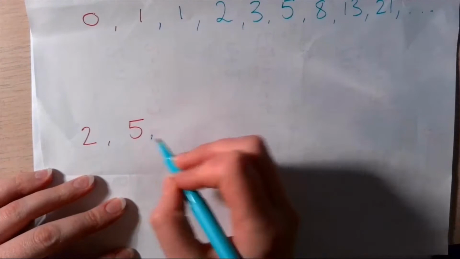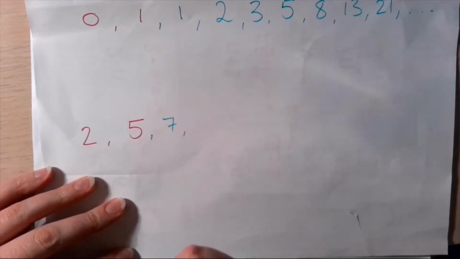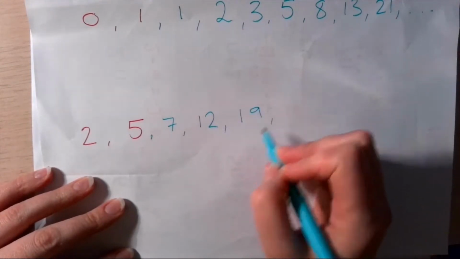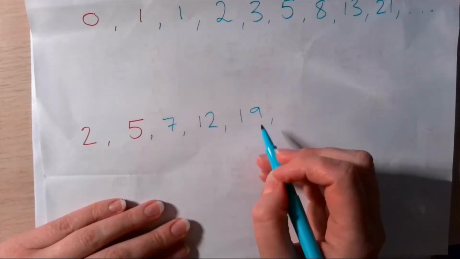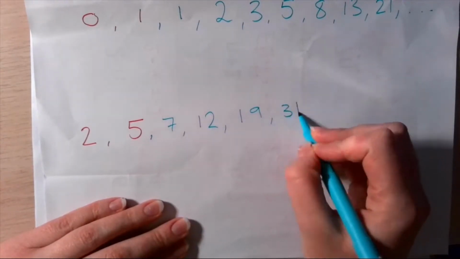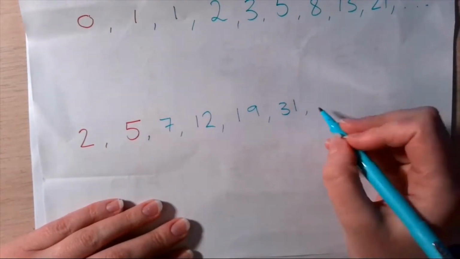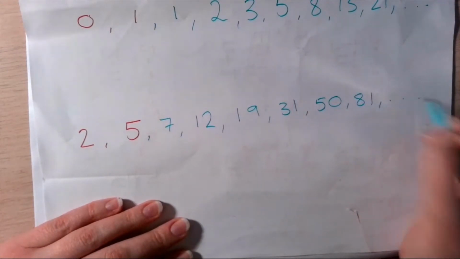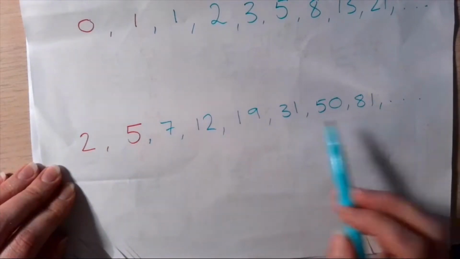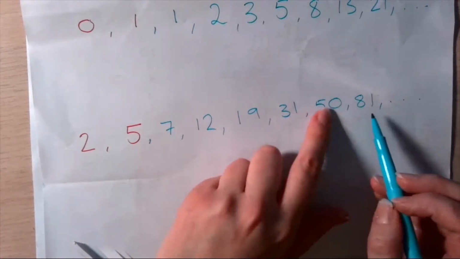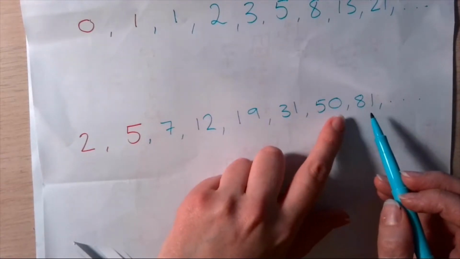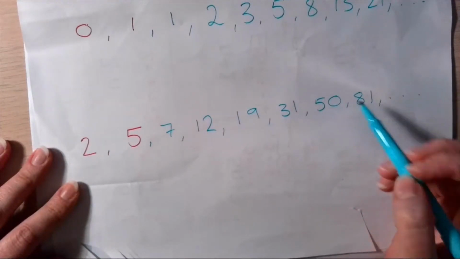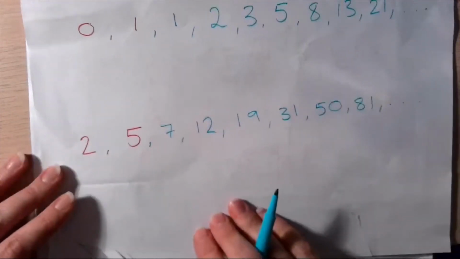2 plus 5 is 7. 5 plus 7 is 12. 12 plus 7 is 19. 19 plus 12 is 31. 31 plus 19 is 50. 50 plus 31 is 81, and so on. As you can see, they start to get pretty big, because you're always adding the previous two terms, so the bigger the numbers get, the bigger it's going to get as well. Adding two big numbers together is obviously going to give you an even bigger number. Okay, so that's those ones there.